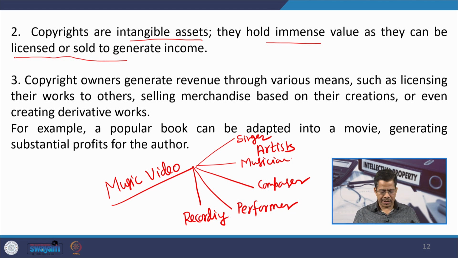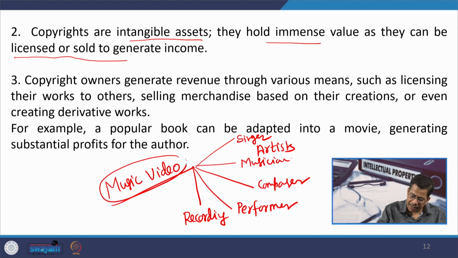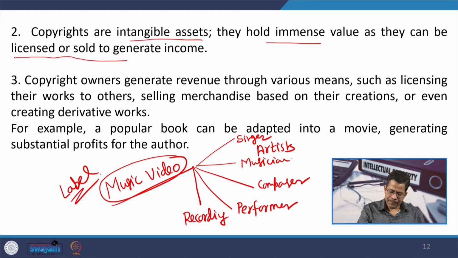Now, in this particular case, the label will procure the IP or the copyrights of all these artists. There will be a contract, and under that contract you will be paid some fee, and in lieu of that fee your copyright will go to the label. That is one option. The second option is, you are a senior artist, so you say okay, there will be a fee for transferring the copyright and then there will be some royalty component also.